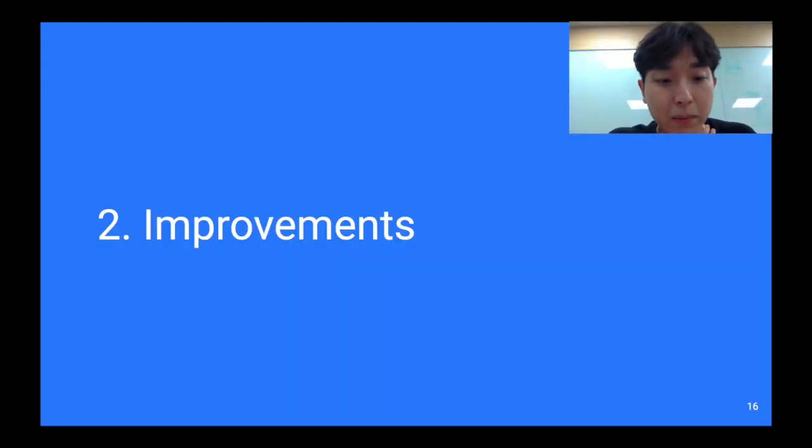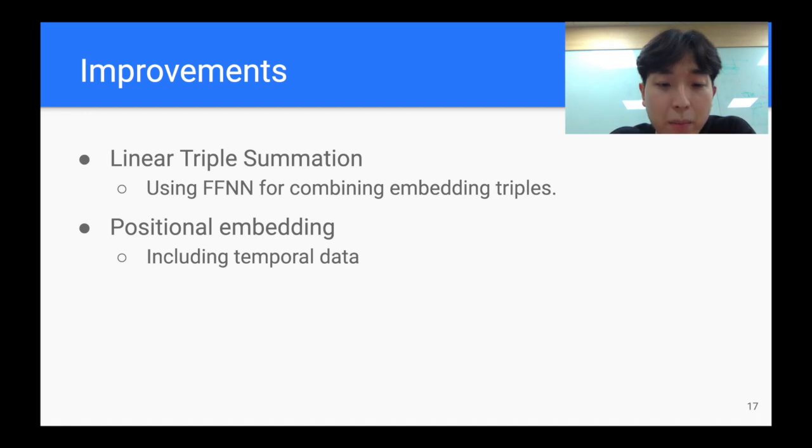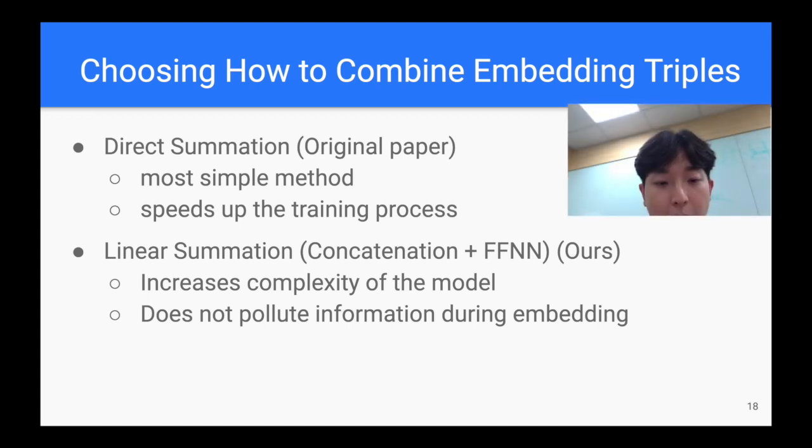Okay, now we will explain the two improvements we came up with for the system: linear triple summation and positional embedding. We will explain these ideas in detail in the following slides. Our first method changed the way in which embedding triples are combined.